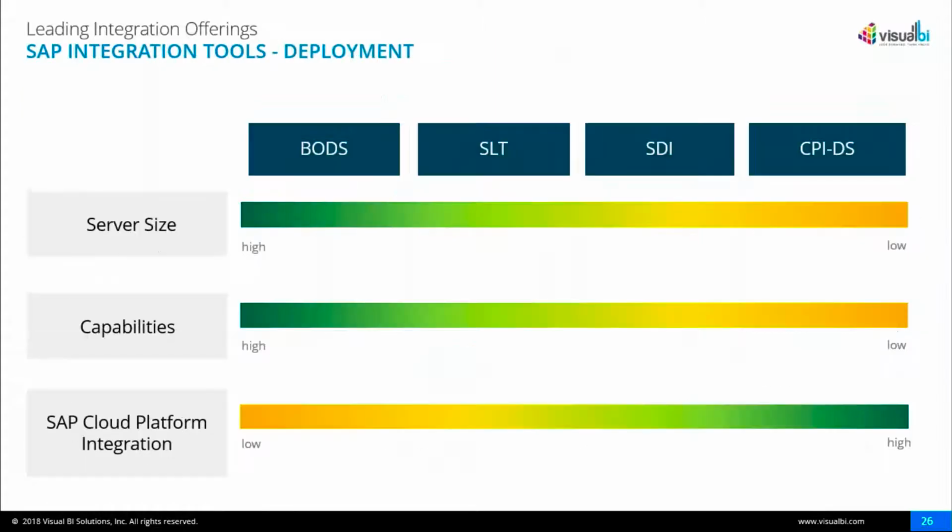So putting together these SAP tools, if you look from a deployment perspective at the dimensions of server size, capabilities, and SAP Cloud Platform integration, the server needs are high for BODS. It reduces as you go to the right, to SLT, to smart data integration, to CPDS. The capabilities also take the same form, where the capabilities are high because BODS is a full-scale ETL tool, and for SLT, SDA, and CPDS, the capabilities reduce as you go to the right. But the cloud platform integration factor increases as you move from BODS to CPDS.